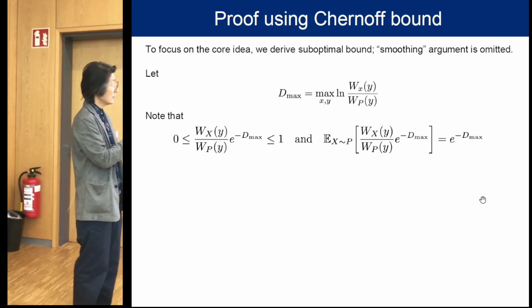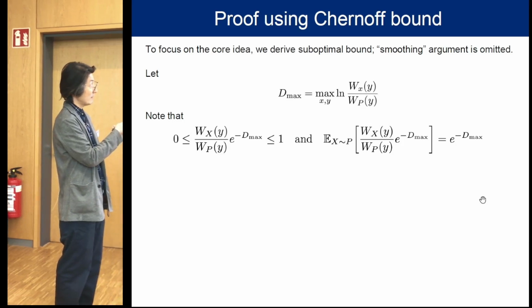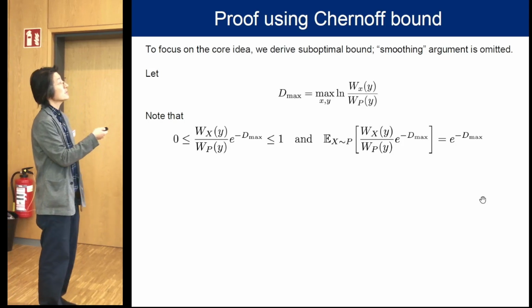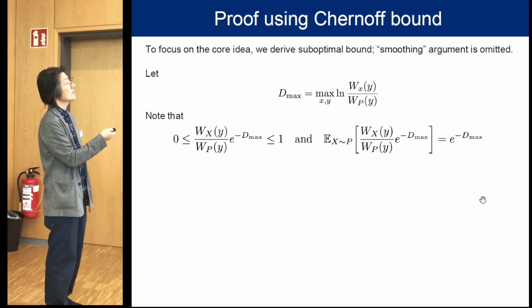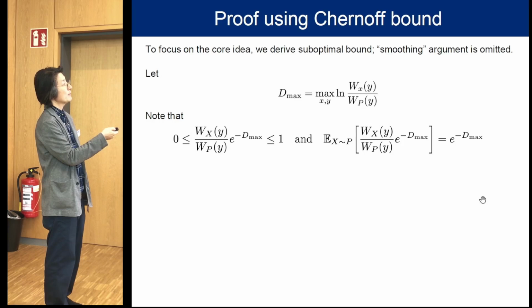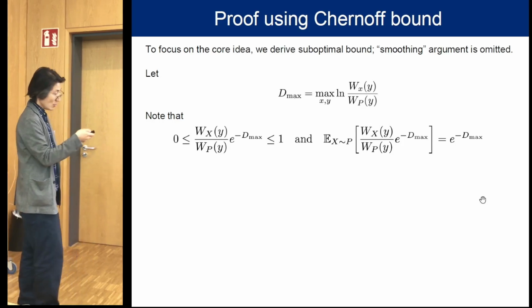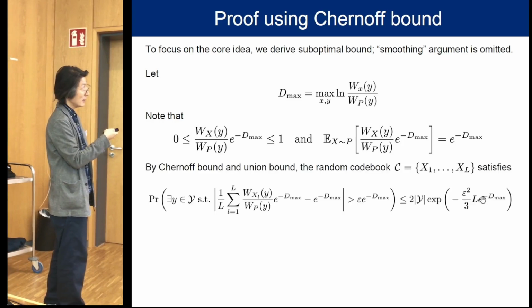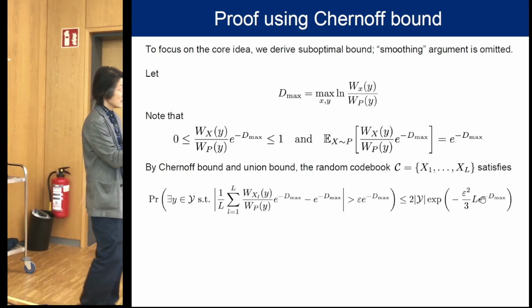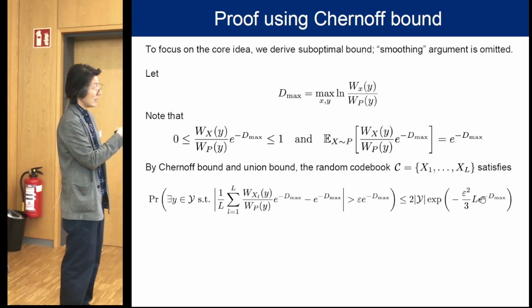Then this random variable, here x is a random variable, and this random variable Wxy over Wpy times e to the power minus d max takes a value between 0 and 1. And also, the expectation of this random variable with respect to this distribution p is given by e to the power minus d max. So we can apply the Chernoff bound for the sequence of this random variable.